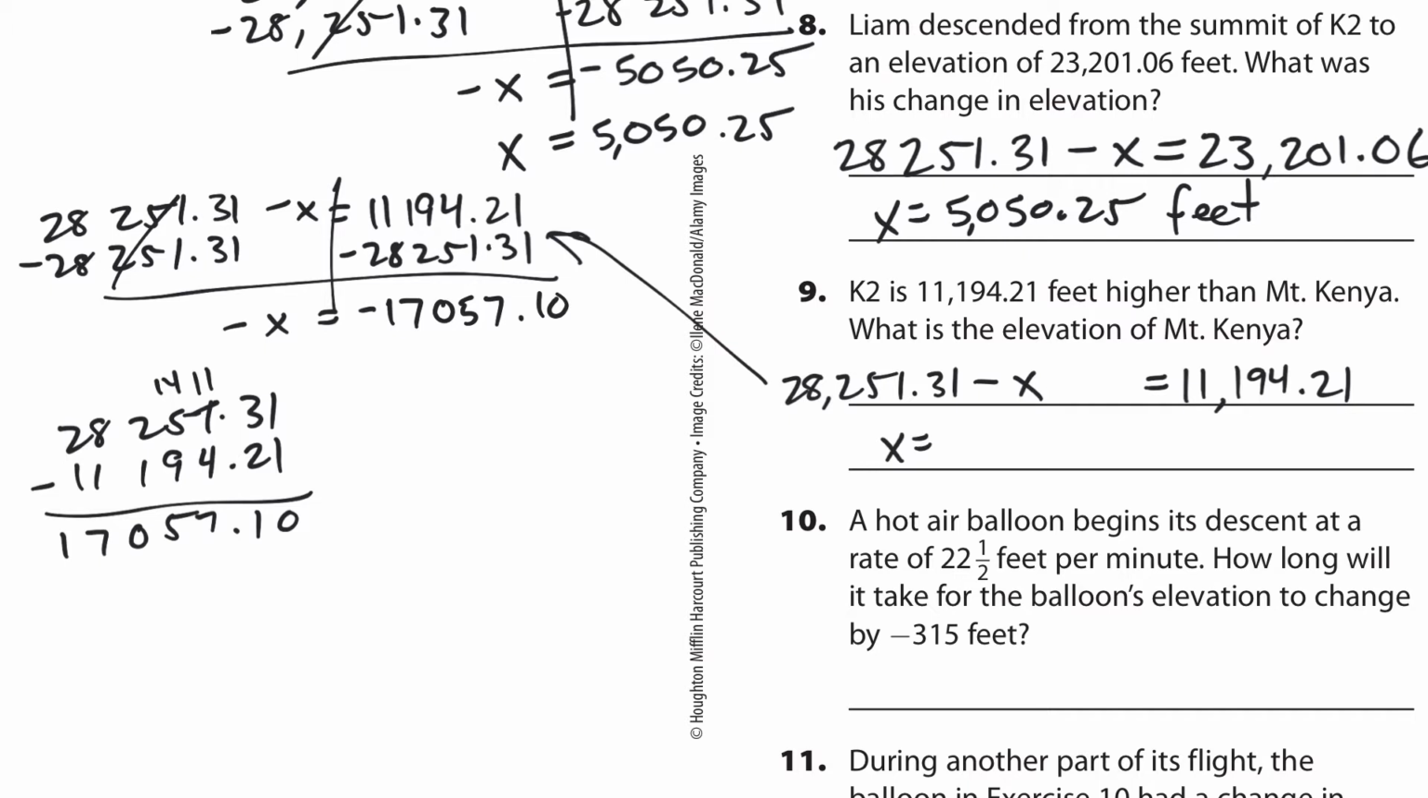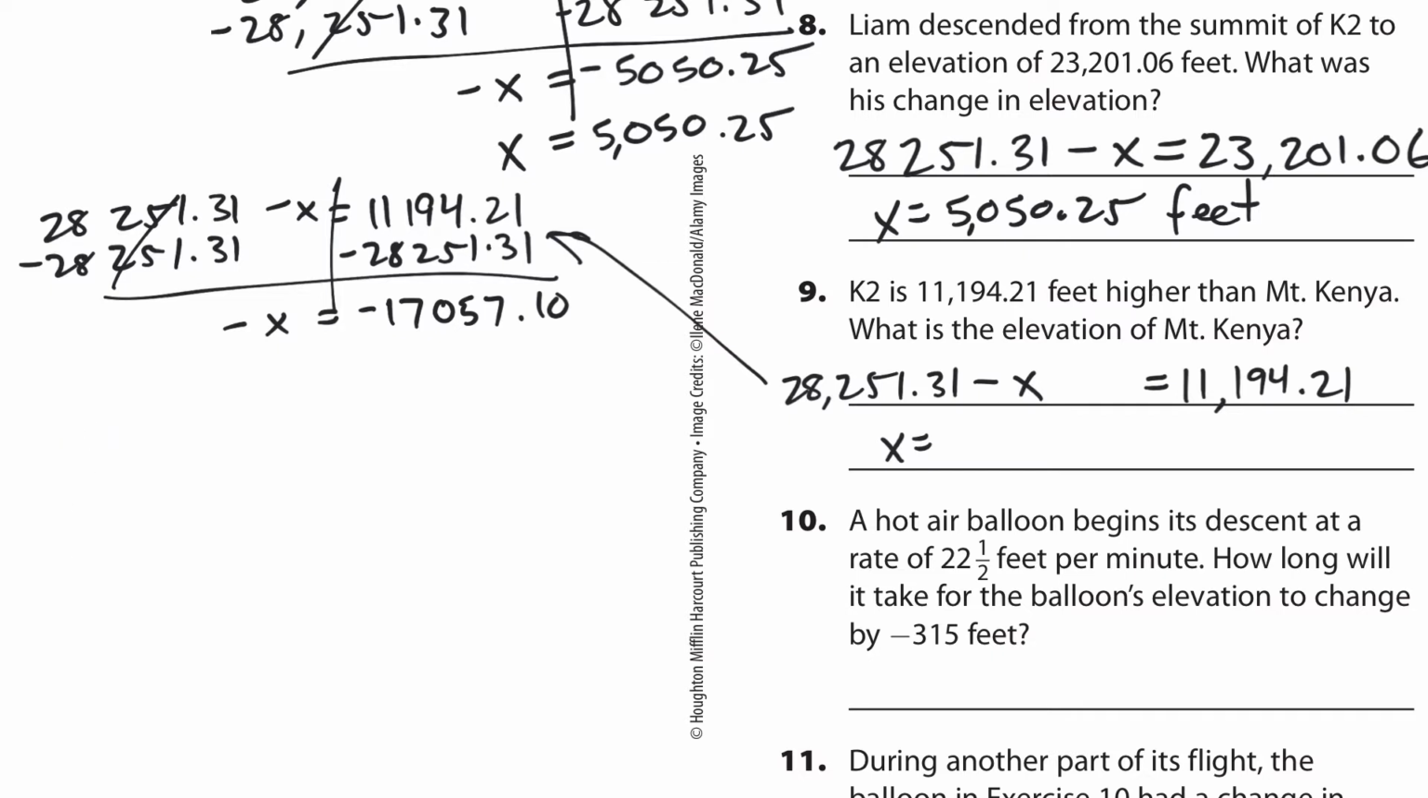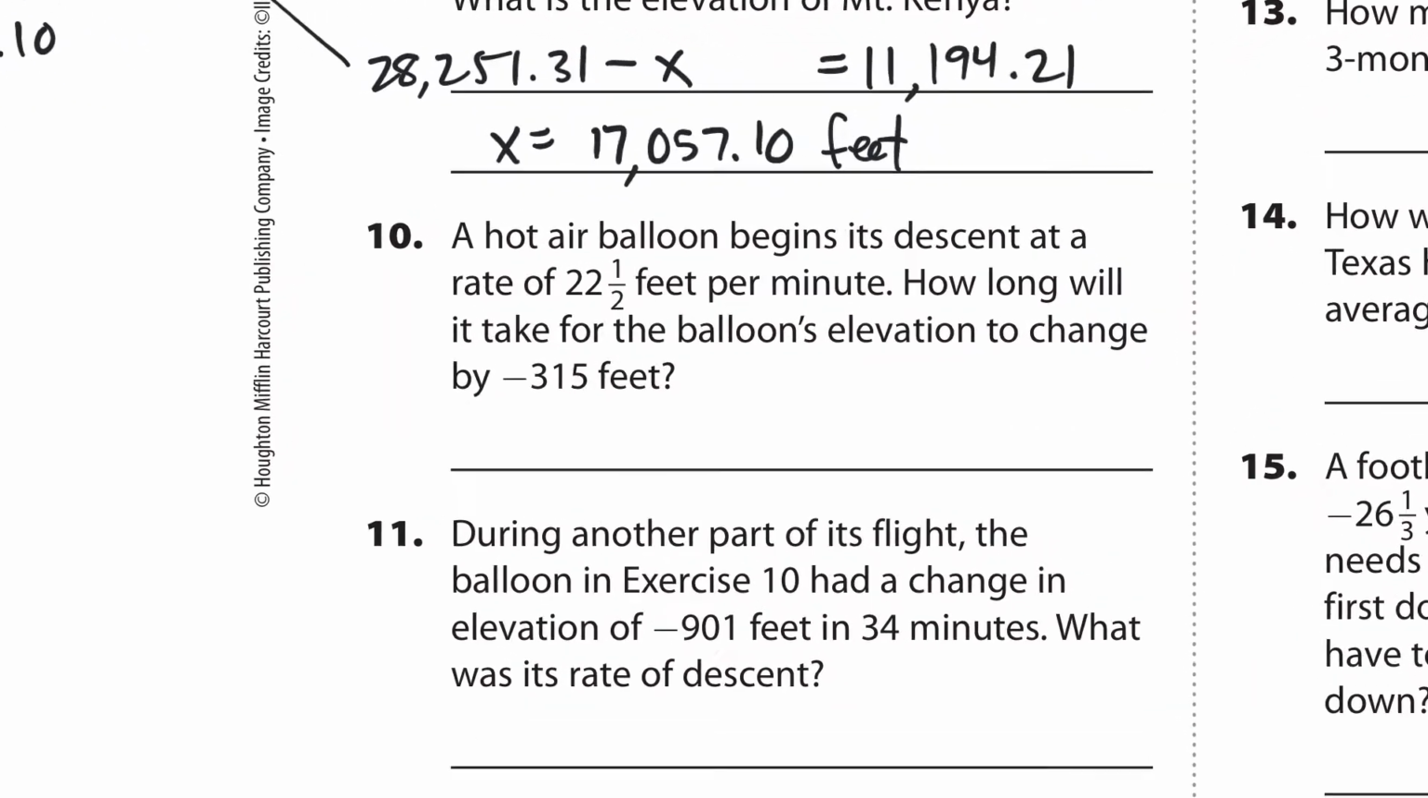17,057.10. But like I did earlier, I'm going to erase this stuff here so you can see all this better. If you change the sign to positive, then you have to change the sign on the other side also. So that would be now positive 17,057.10. So x is 17,057.10. Oh yeah, and feet. All right, hopefully that's the end of those big numbers.